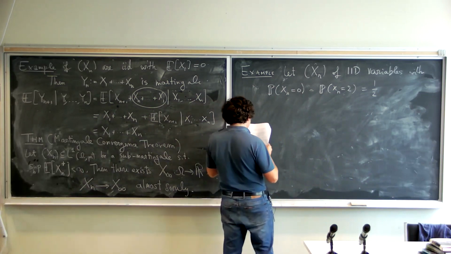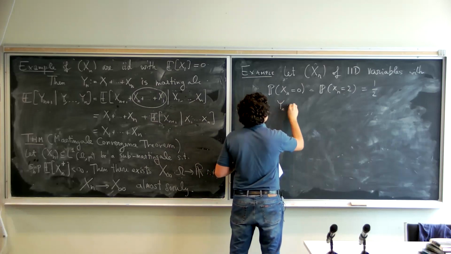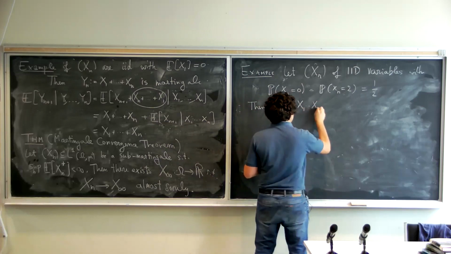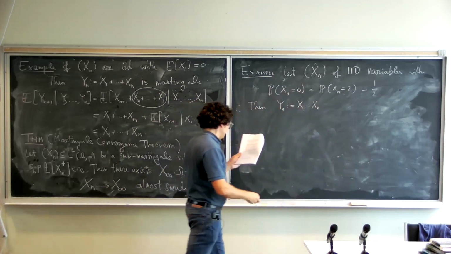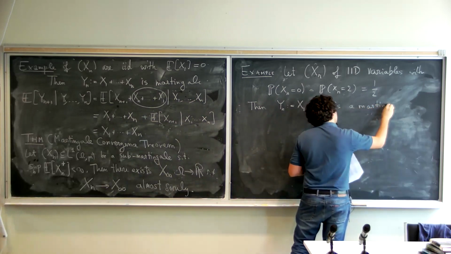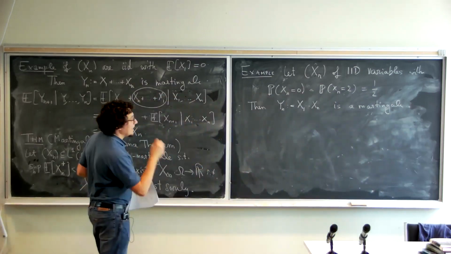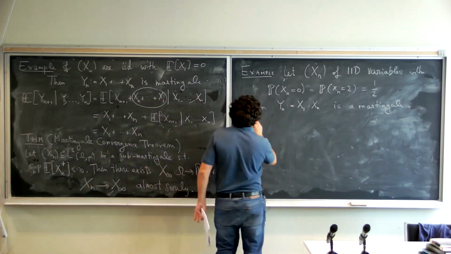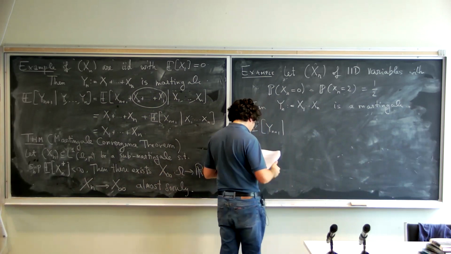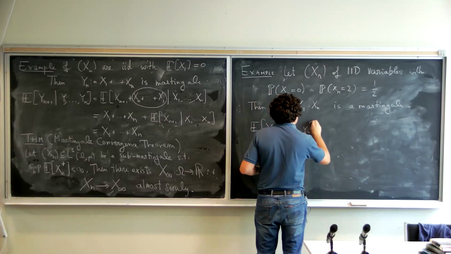Okay, and then the question is this. If you consider yn, not the sum, but the product of these, is it a martingale? It's kind of neat because it's multiplicative, but it still is a martingale. Let's try, right? So E of yn plus 1 given y1 up to yn.